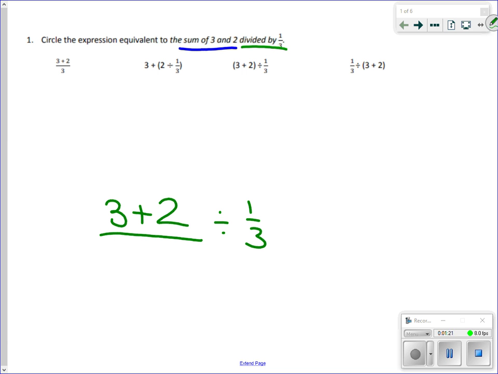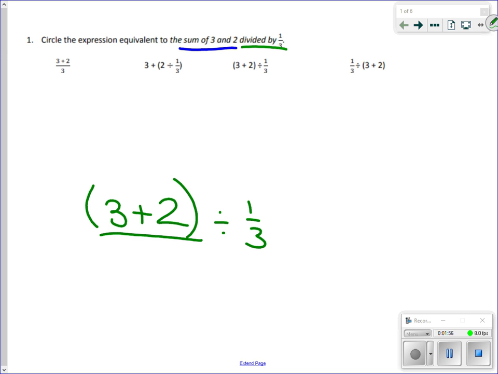So when it's the sum of 3 and 2, what do you have to make sure that you do with 3 and 2? Is it asking you to solve anything? What do you have to make sure? Show that it goes first. You need the parentheses, to make sure this is what would be done first.